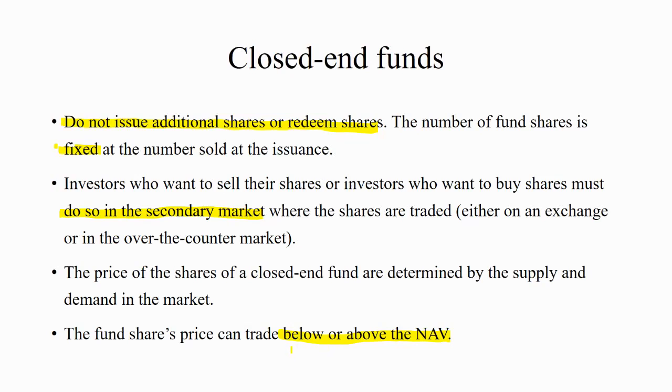Whenever a unit or share is selling above the NAV, we say the closed-end fund's share is selling at a premium. Whereas whenever the share is trading below the NAV, we say the share is trading at a discount. Premium and discount are the two words famous for closed-end funds because their shares may trade below or above the NAV, which is not the case with open-end funds, because their share price always trades at the NAV.